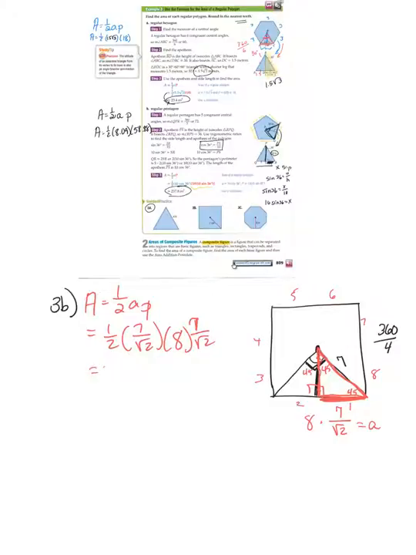Okay, so let's see. 1/2 of 8 is 4. And then 7 times 7 is 49. Root 2 times root 2 is 2. The 2 will cancel into the 4, so I have 2 49s, which is 98 square centimeters. Okay? I think that gives you a good little push in the direction that you need to go.